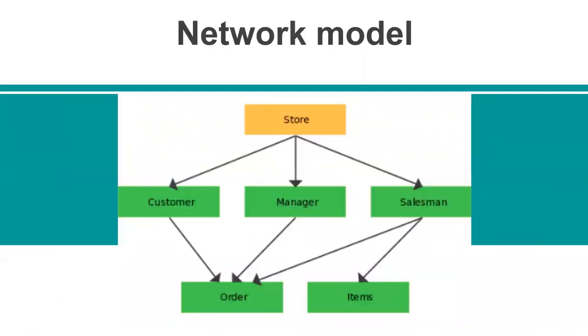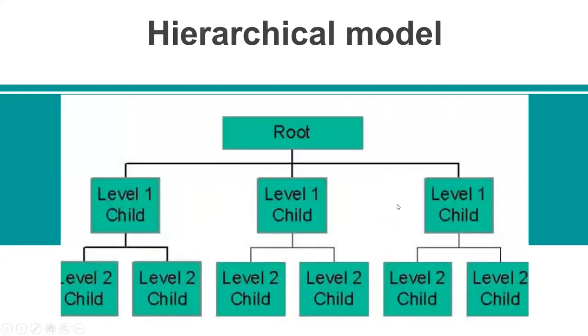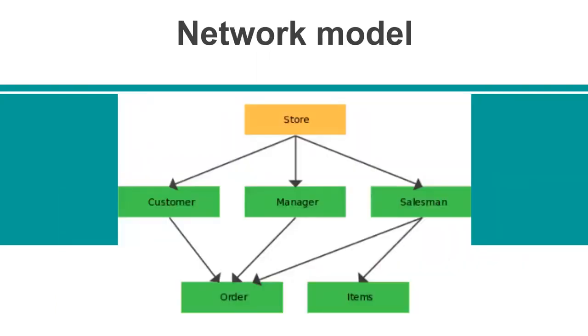Next is the network model. As we can see from this picture, one root can be divided into several roots, and any root can have several parents, not like this. Here, for example, any root has only one parent, and here they can have several parents, so they are related with each other with special links. For example, information about a salesman we have in order records and in items records as well.